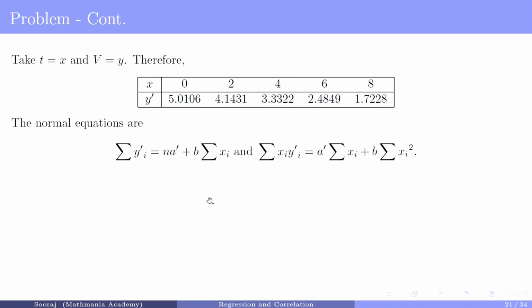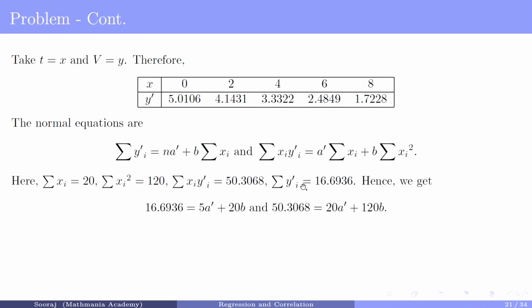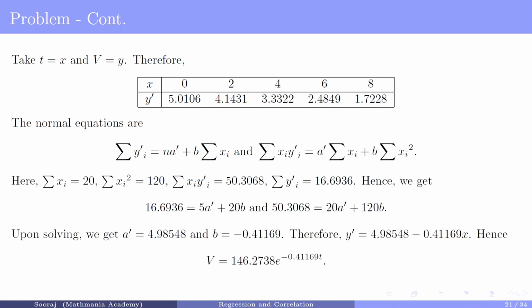Once we calculate all the necessary information and substitute here, we will end up with a system of two equations. Once we get the values of a prime and b, substitute them here. And what is y prime? It is log y, isn't it? When we take the exponential of this term, that becomes y. y is nothing but v here. So the final expression in terms of v and t would look like this.